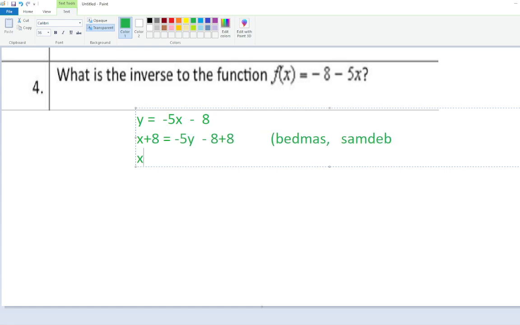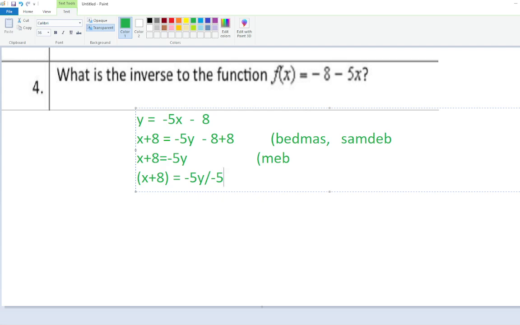We add 8 to both sides. And we get this. X plus 8 is equal to -5y. Since there's nothing left in terms of addition and subtraction, we've gotten rid of the first two. We have to ask if there's any multiplication or division. There is indeed a multiplication. It's being multiplied. There's no division, so I'm going to get rid of it. So we have to divide both sides by -5.